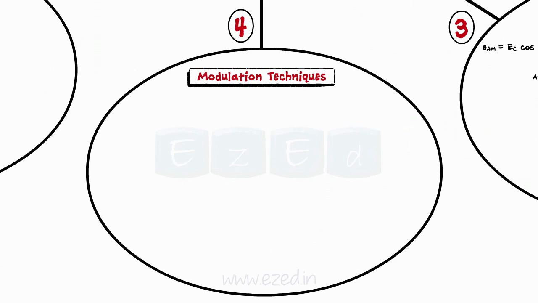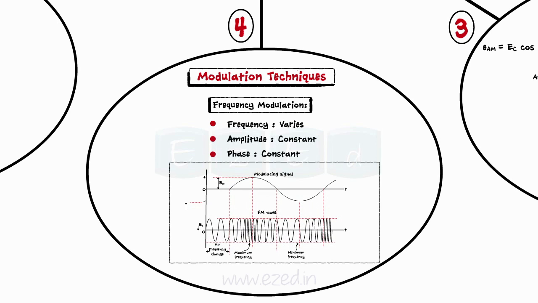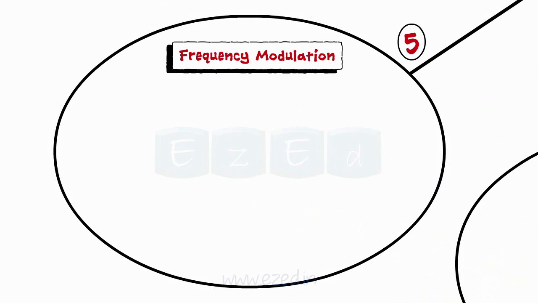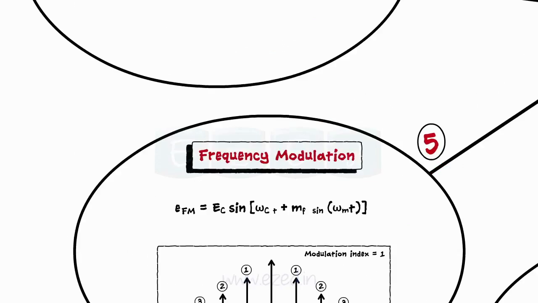Frequency modulation is the process of changing the frequency of the carrier signal with respect to the instantaneous value of the modulating signal, keeping the amplitude and the phase of the carrier signal constant. The frequency modulated wave looks as shown. Mathematically, the FM wave is represented as shown, and the frequency spectrum of the FM wave is as shown.